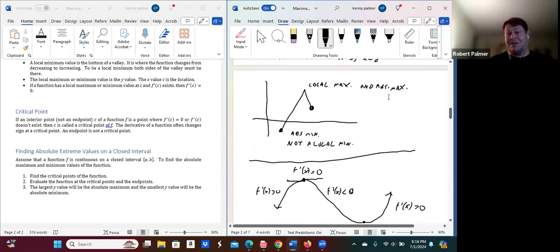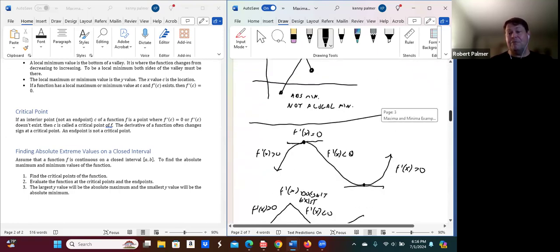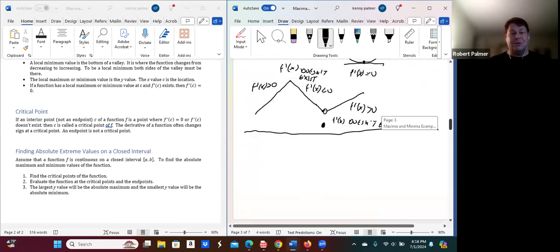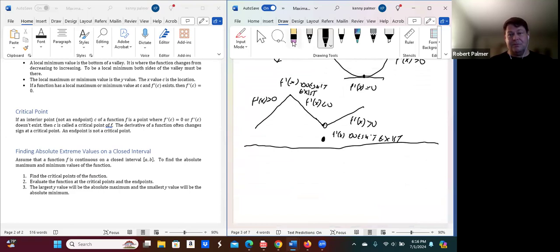Or in some cases, it doesn't exist, like it does here. Okay, so I want to look for both places where the derivative is 0 and also places where the derivative doesn't exist. That's what we want to find, and those are what are called critical points. Okay, let's look up here. It says if an interior point, once again, not an endpoint, c of a function f is a point where the derivative is equal to 0 at that point, or the derivative doesn't exist at that point, then c is called a critical point of f.